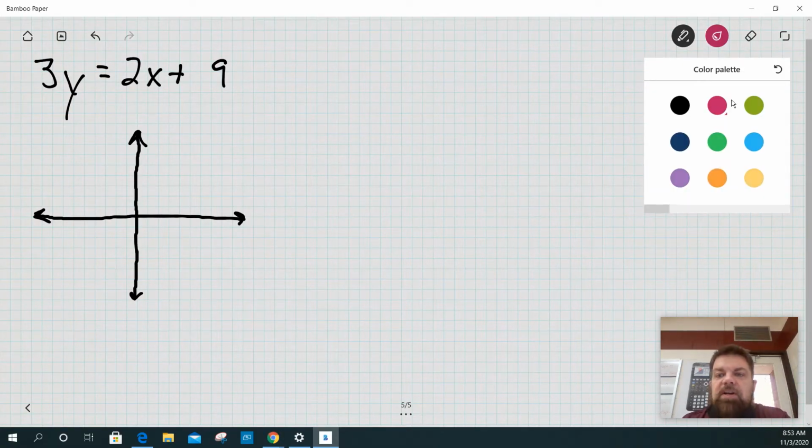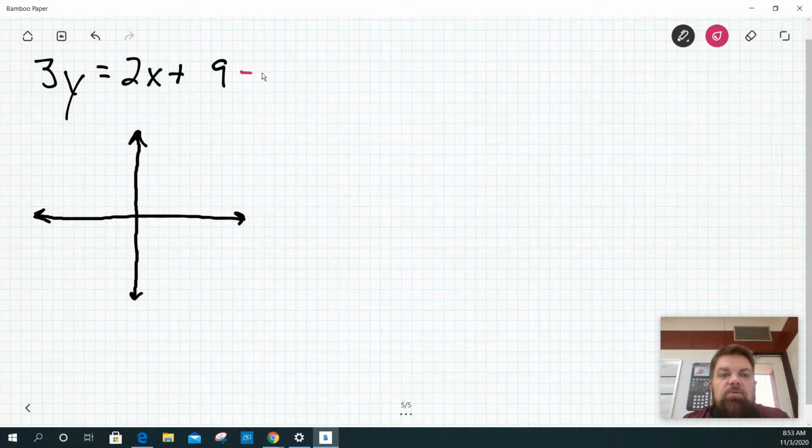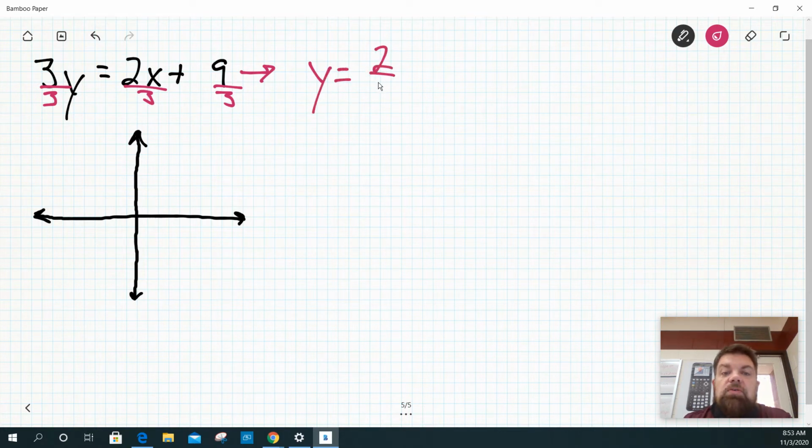Now to graph this, I want to make it look like y equals mx plus b. So the way that I do that is I'm going to divide every term by 3. And when I do that, 3 divided by 3 is 1. 1 times y is y. And then that equals 2/3 x. And then 9 divided by 3 is just a positive 3.